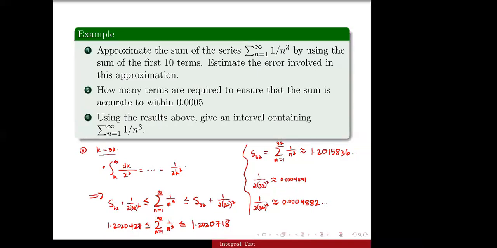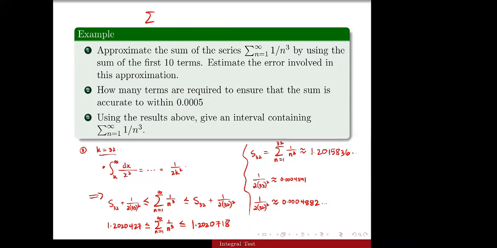By the way, if you look at this, it's 0.0004 here, and here it's also 0.0004. So it's within this guy here, correct? So our calculations are just fine. Okay?